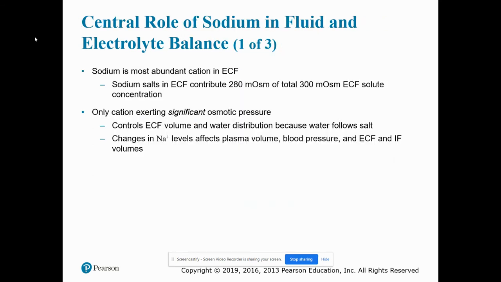As you may remember from the first video, sodium is the most abundant cation in extracellular fluid. Sodium salts contribute 280 milliosmoles of the total 300 milliosmol extracellular fluid solute concentration. That is a significant portion, 280 of 300. It is the only cation that exerts significant osmotic pressure. It controls extracellular fluid and water distribution, and this is because water follows salt. And changes in sodium levels affect plasma volume, blood pressure, and extracellular fluid and interstitial fluid volumes.